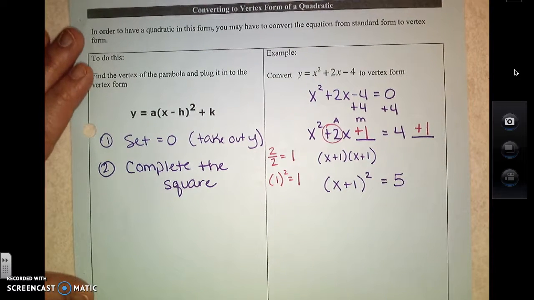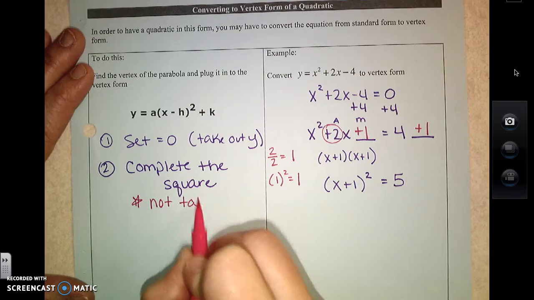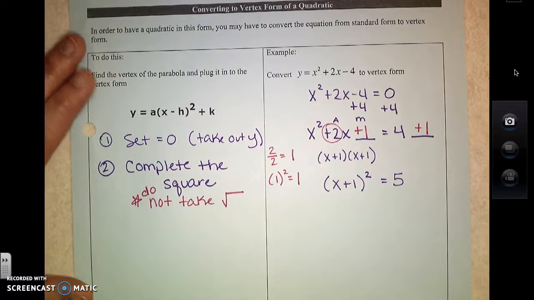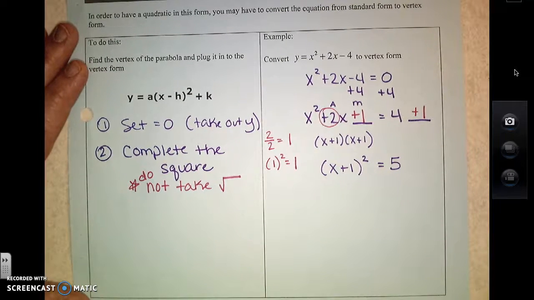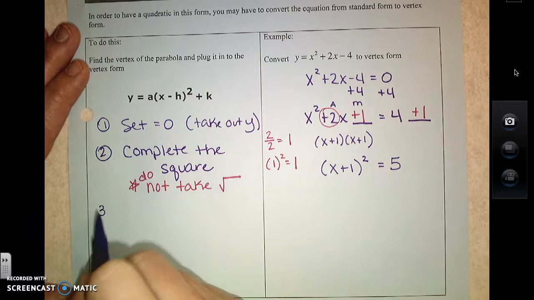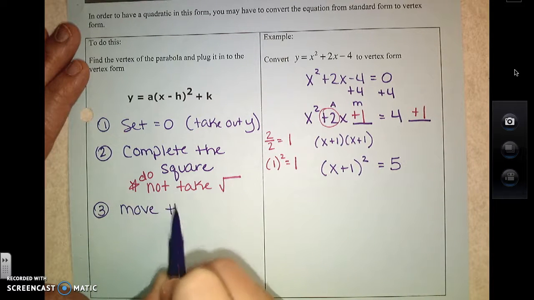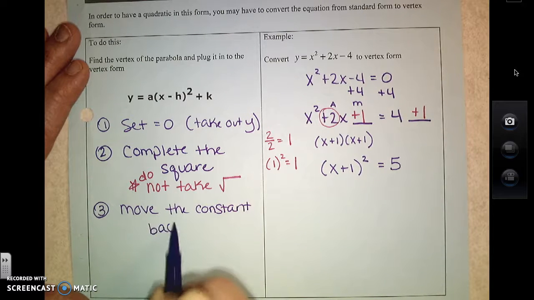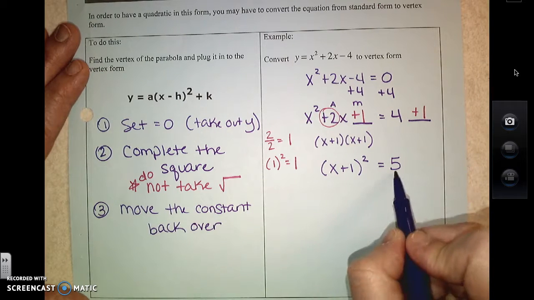Okay? Now you're going to complete the square, but do not take the square root on both sides because that completes the solving for x, and we're not trying to do that. We're trying to put this equation into this form. So the next thing we're going to do is we're going to stop at that point and we're going to move the constant back over. So the constant here is 5, and I'm going to move that back over here.